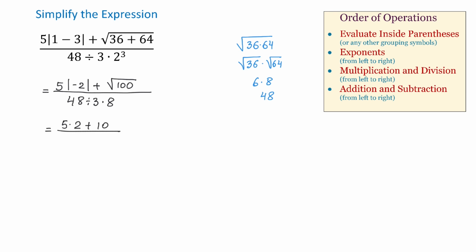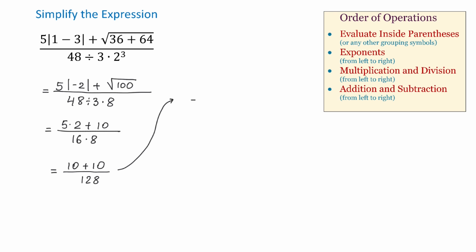10. Now in the denominator we have division and then multiplication, and we need to perform these operations from left to right. So first we will divide 48 by 3, and that is 16. Then we will multiply 16 by 8. Now in the next step, first we will multiply 5 and 2 and get 10, plus another 10, and in the denominator 16 times 8 is 128.